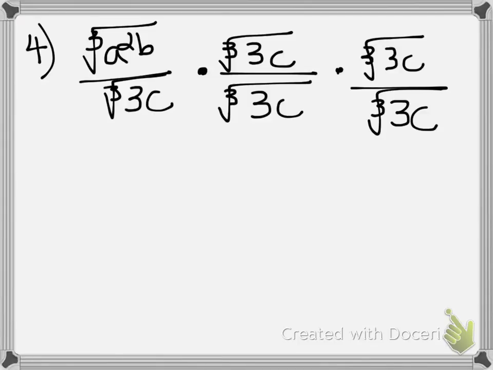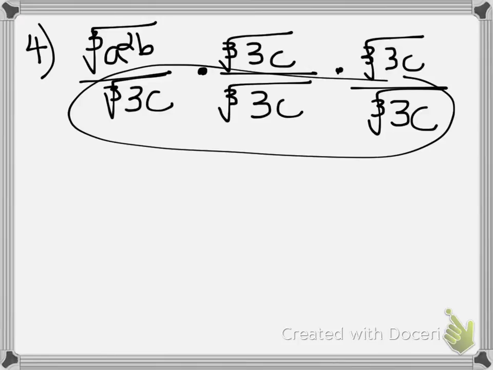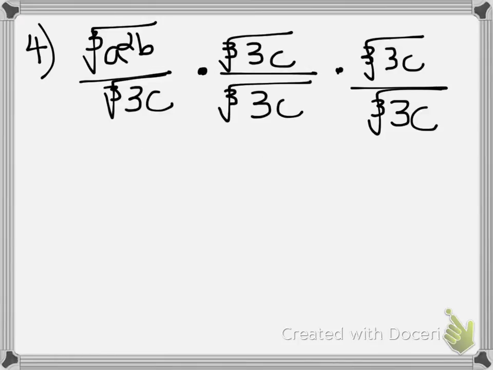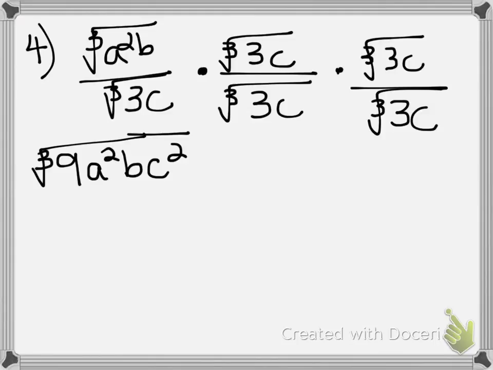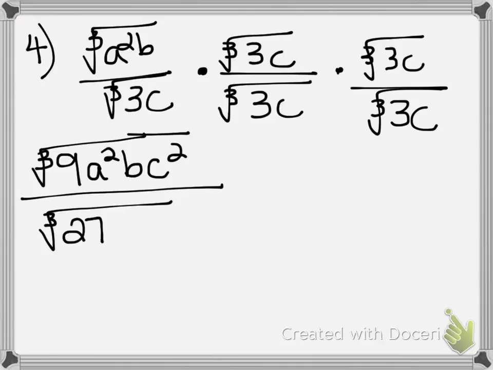So now at this point, I have 3 of these because it's a cube root, so I'm in good shape. So I'm going to just multiply all the numerators across and multiply all of the denominators across. For my numerators, my whole numbers, I've got 3 times 3, which is 9. Then I've got a squared b, and then I have c times c, which is c squared, all over. Now my denominator, 3 times 3 times 3 is 27. C times c times c is c to the third power.